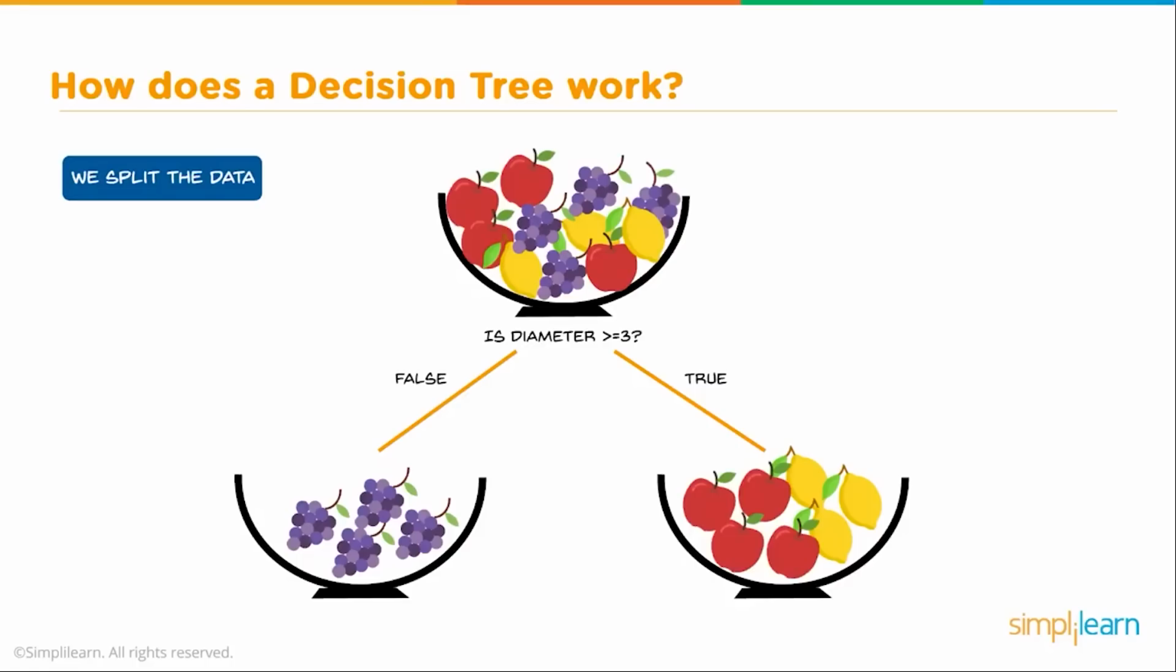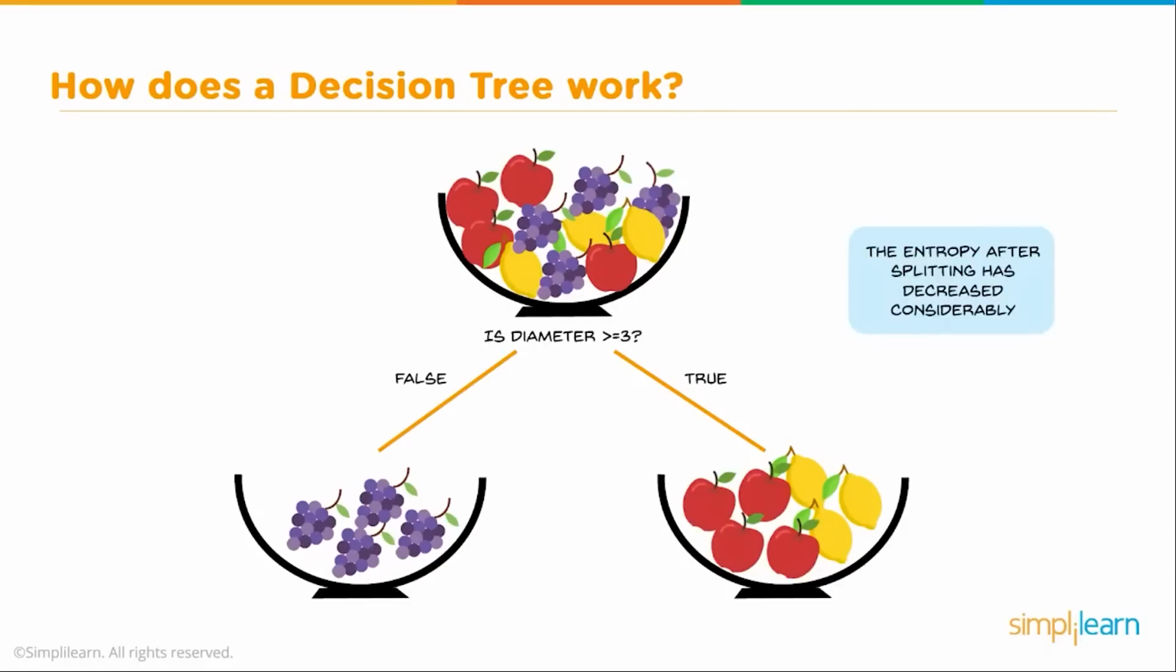Is it greater than or equal to 3? If it's not, that's false, it goes into the grape bowl. And if it's true, it goes into a bowl full of lemon and apples. The entropy after splitting has decreased considerably. So now we can make two decisions. If you look at it, there's very much less chaos going on there.